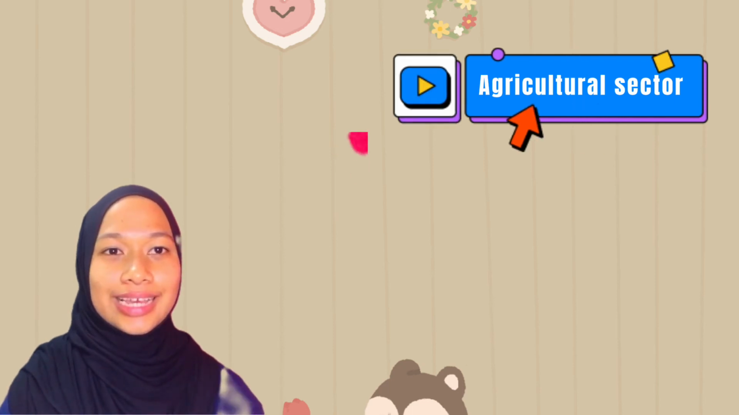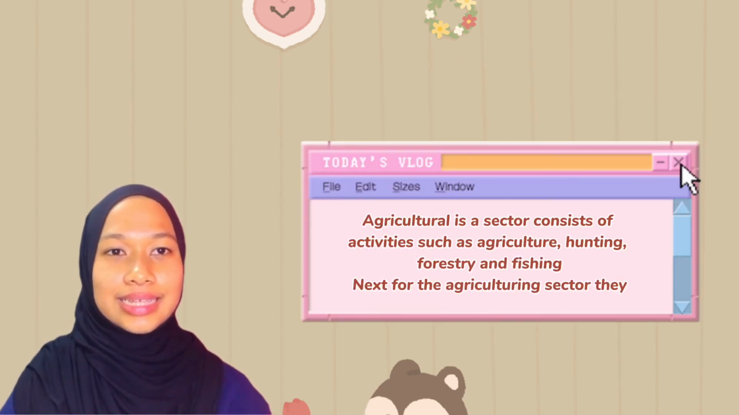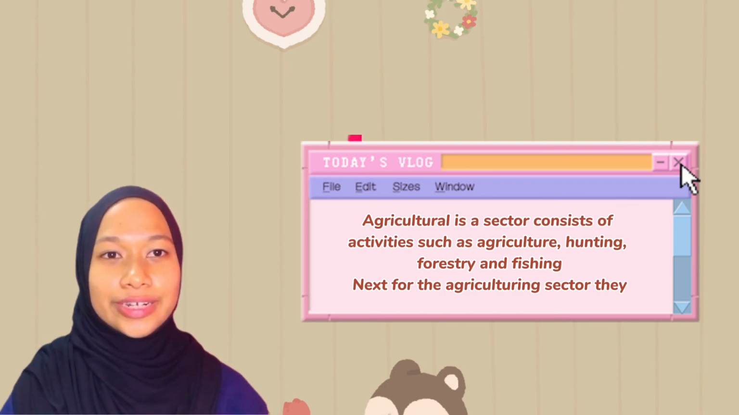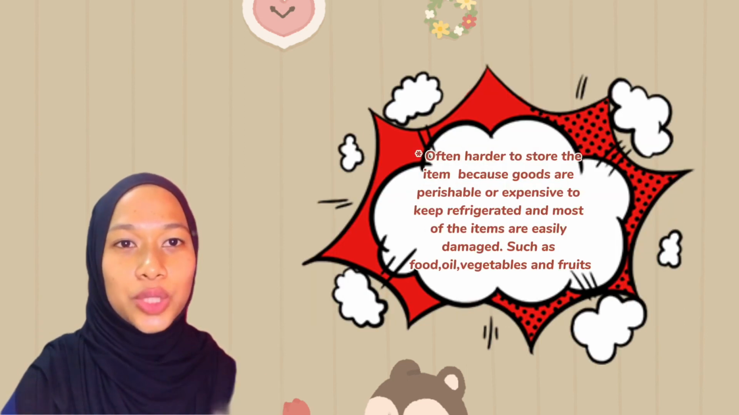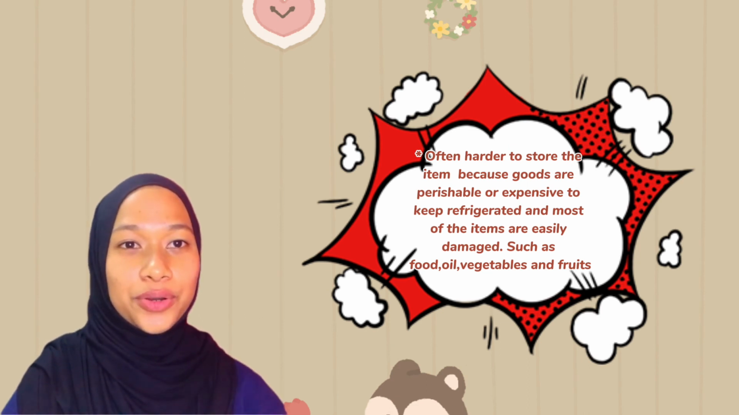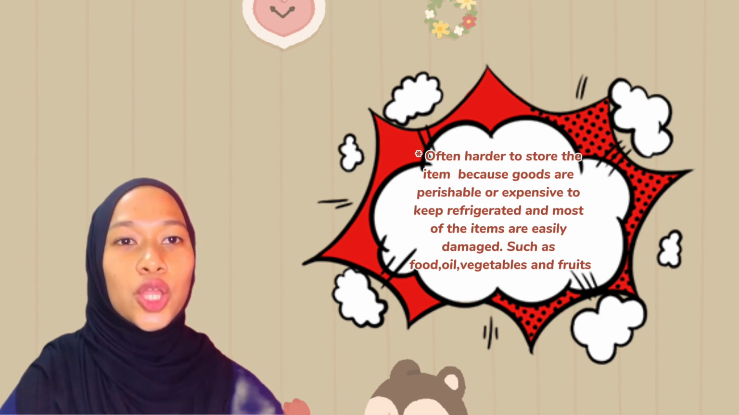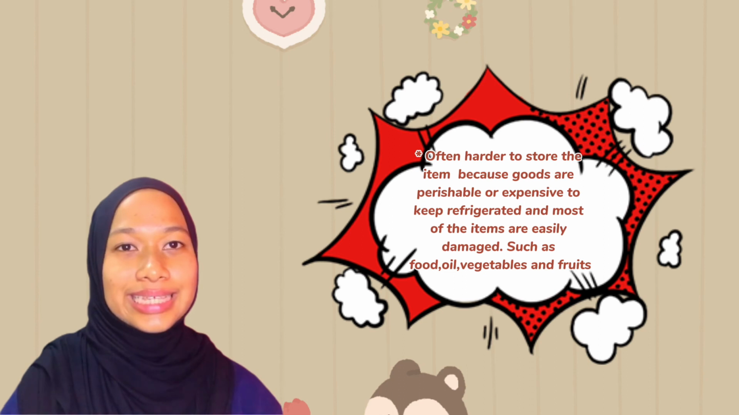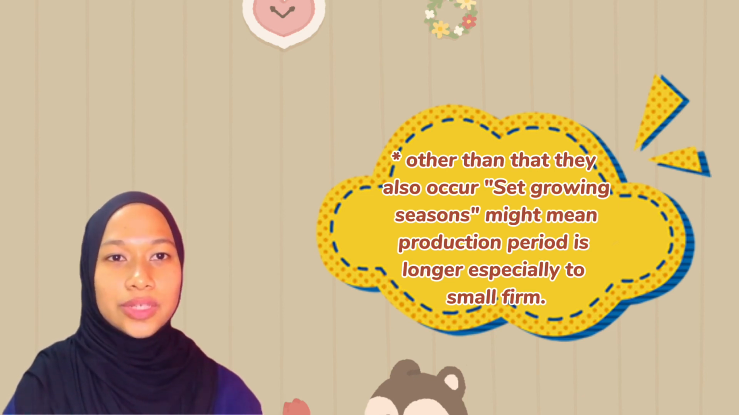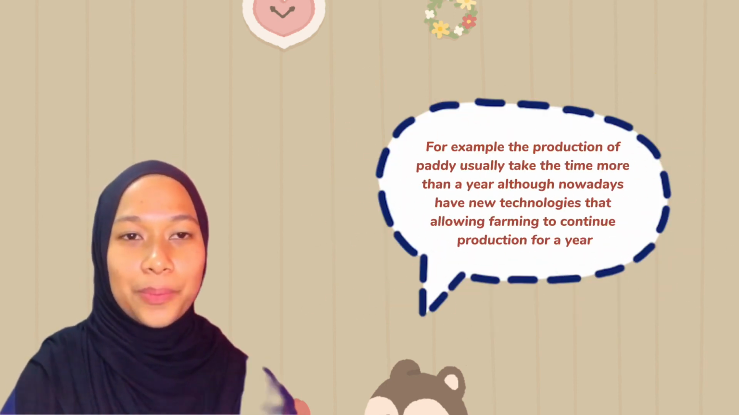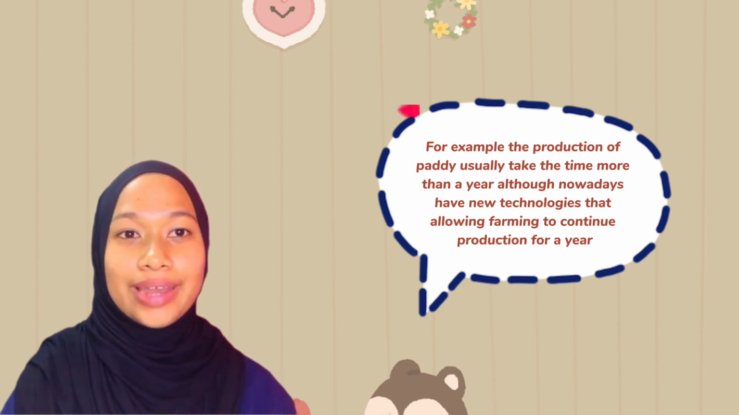Now we go to the agriculture sector. The agriculture sector consists of a few activities such as agriculture, hunting, forestry, and fishing. In the agriculture sector, it is often harder to store the items because most of the goods that they produce are perishable or expensive to keep refrigerated, and most of them are easily damaged, such as food, oil, vegetables, and fruits. Other than that, there is also a set growing season, which might mean the production period is long, especially for a small farm. For example, the production of padi usually takes more than a year.